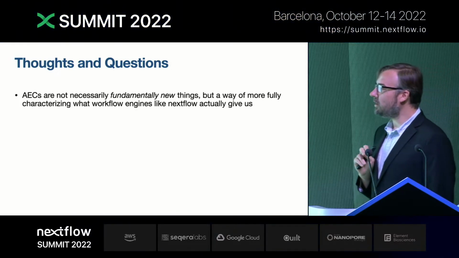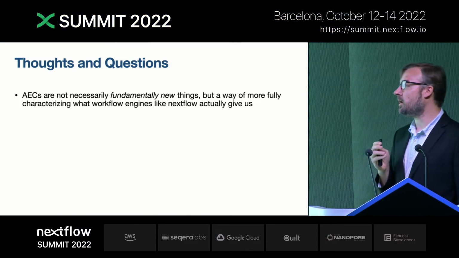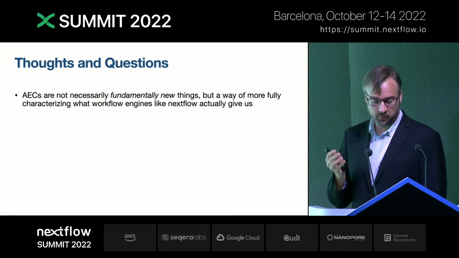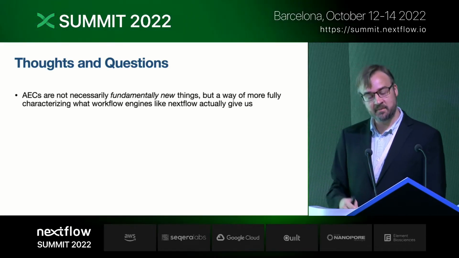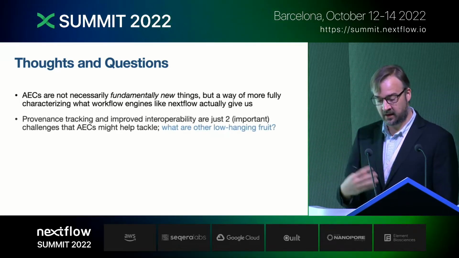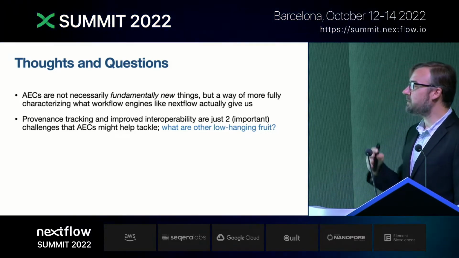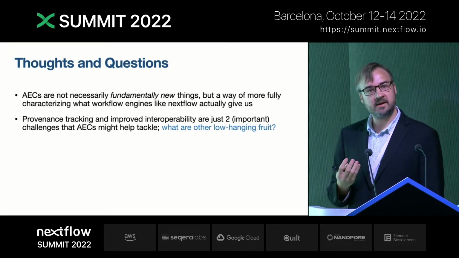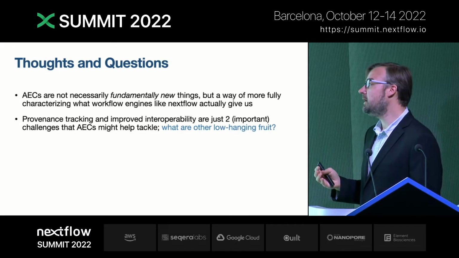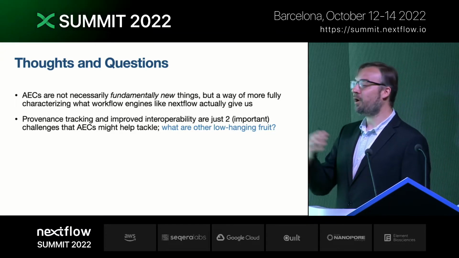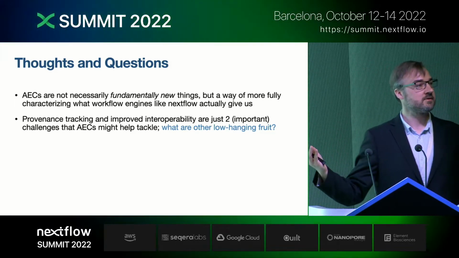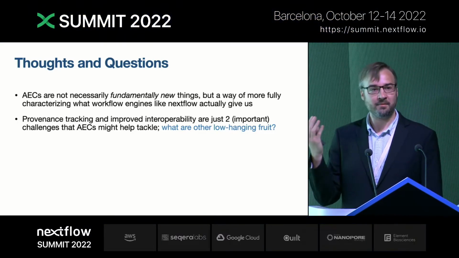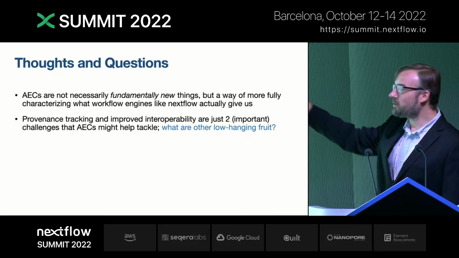I think augmented execution contexts are not necessarily fundamentally new things, but a way of more fully characterizing what workflow engines like Nextflow actually give us, some capabilities that they could already provide if we just thought about them that way. I think provenance tracking and improved interoperability are just two important challenges that augmented execution contexts might help us tackle. And so the call to arms to the community here is, what are other ones? What are better ones? Your minds together are much more creative than mine, probably individually too. And so what are other low-hanging fruit here?